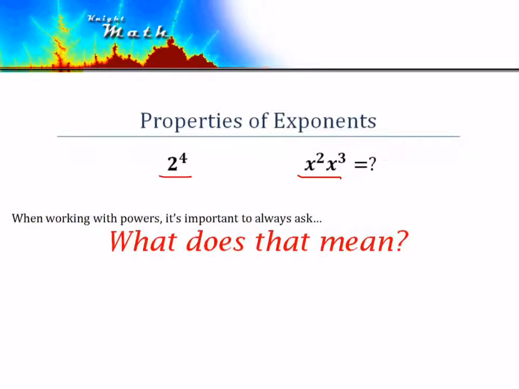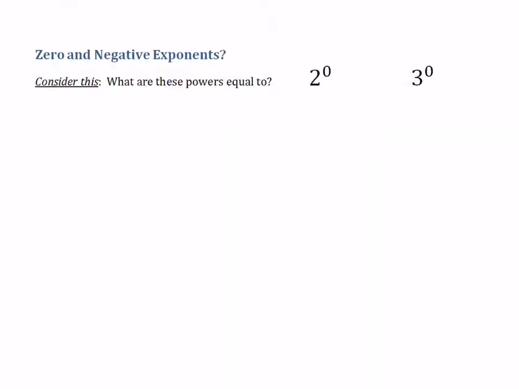And the big question that we always want to ask ourselves when we're working with exponents is, what does that mean? We've got these properties that we'll go through, and you can memorize them, and you will memorize them, but more importantly is to understand what they mean, and you can always recreate them really easily. So let's look into some of these things. First thing we're going to look at is, what if we have a 0 or a negative exponent?